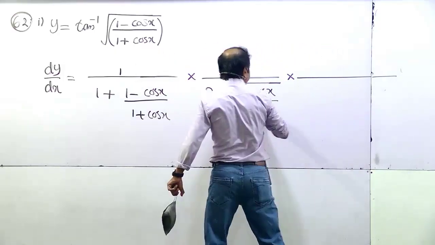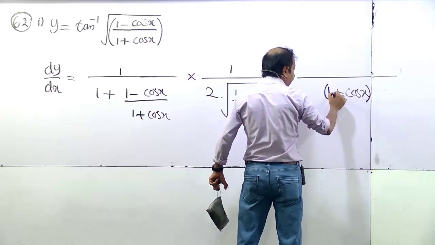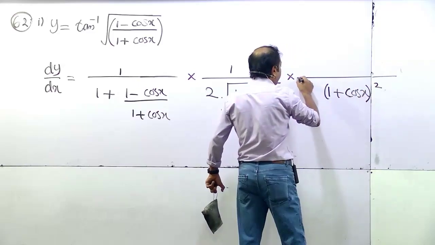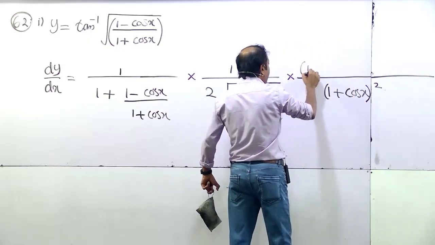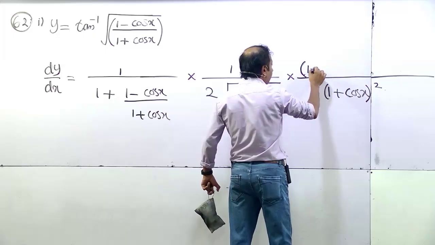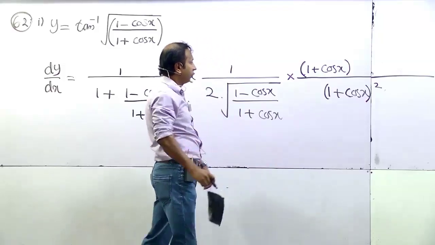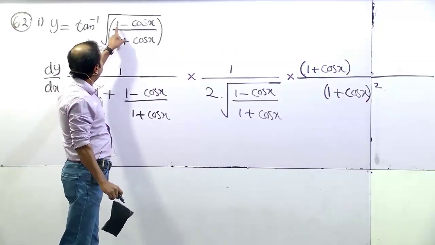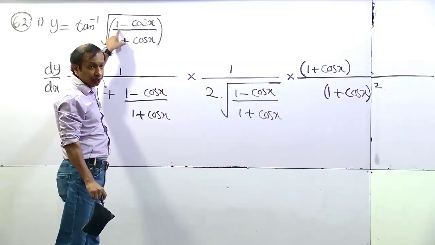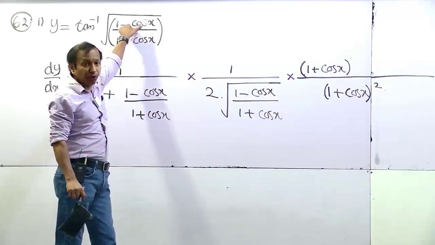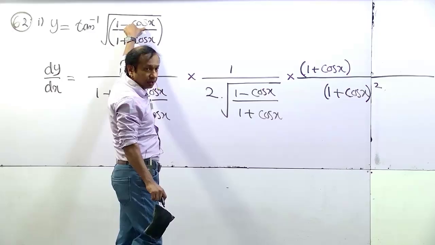Square this, 1 plus cos x perfect square. The same 1 plus cos x we must write. Then that should be multiplied by the derivative of 1 minus cos x. 1 is a constant, so 0, minus what is the derivative of cos x? Minus sin x. Then the two minus signs together give plus sin x. No? Right.